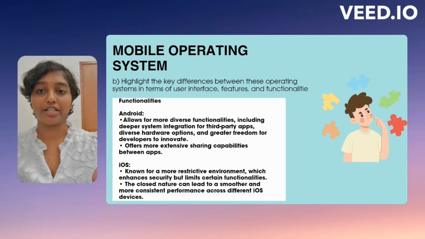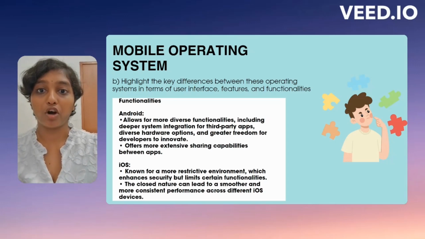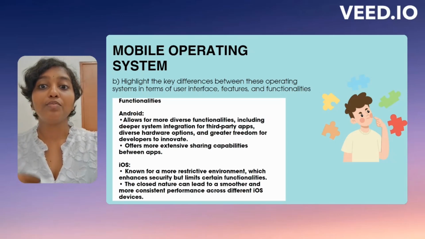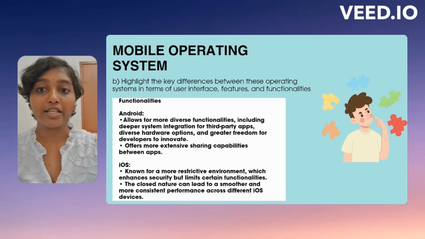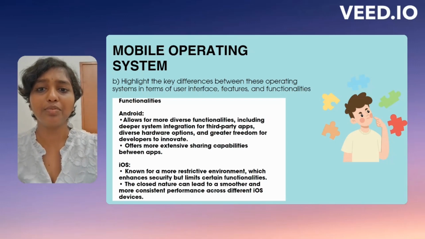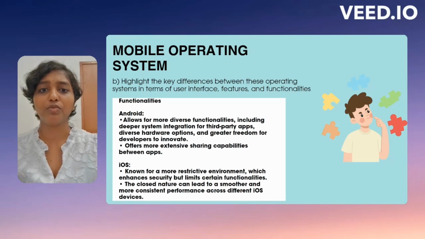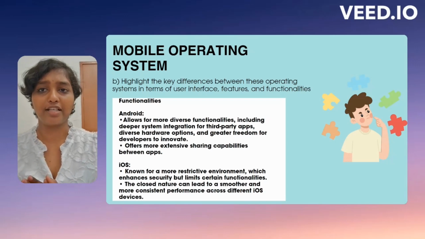Functionalities. Android allows for more diverse functionalities, including deeper system integration for third-party apps, diverse hardware options, and greater freedom for developers to innovate. It offers more extensive sharing capabilities between apps. Apple iOS, known for a more restrictive environment which enhances security but limits certain functionalities. The closed nature can lead to a smoother and more consistent performance across different iOS devices.